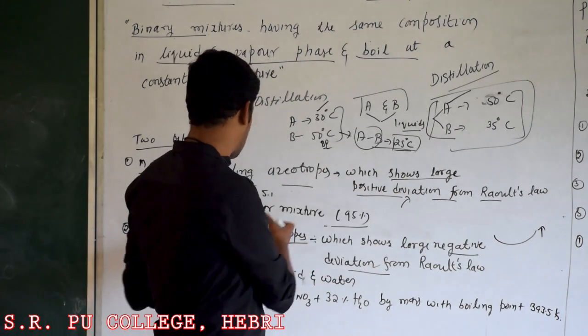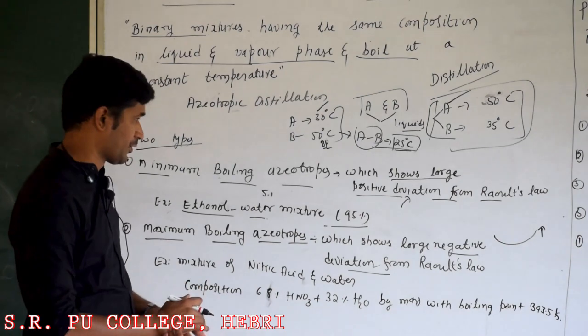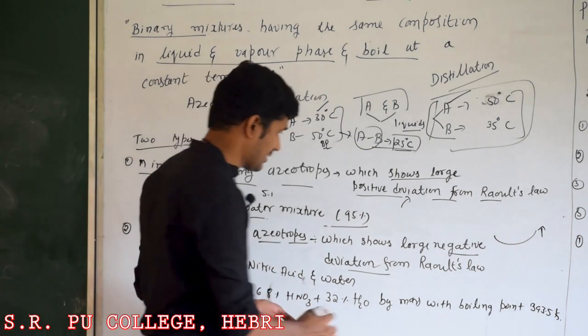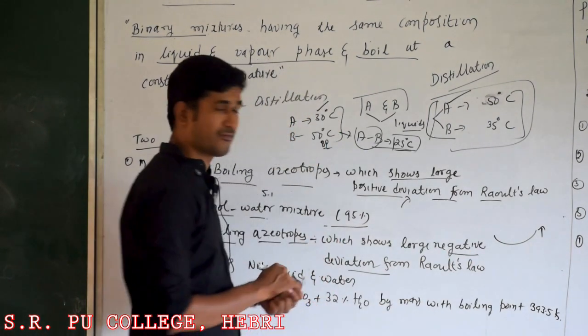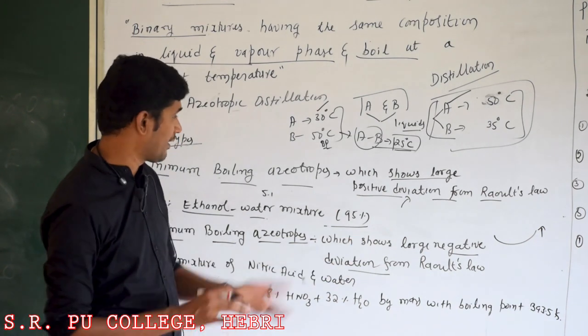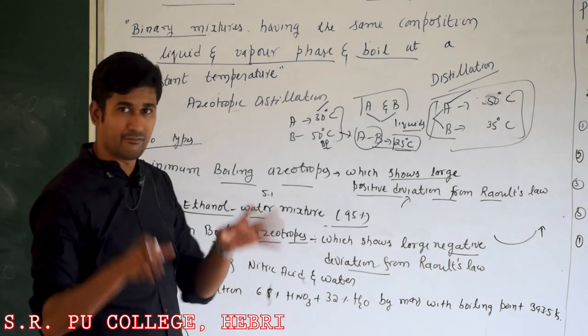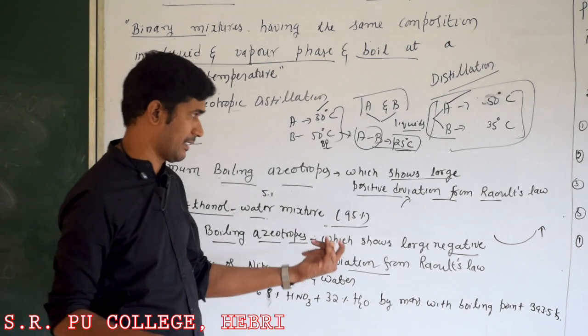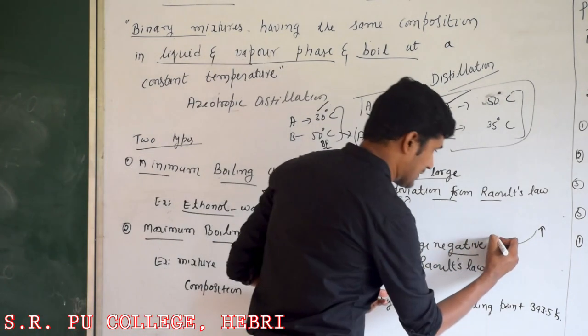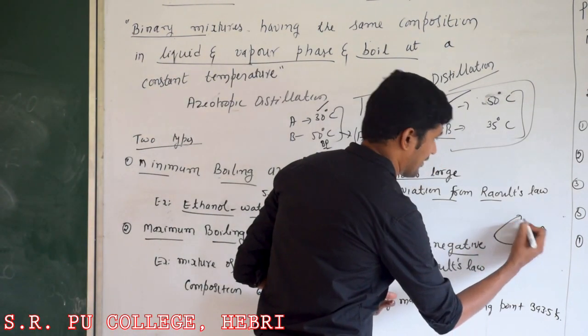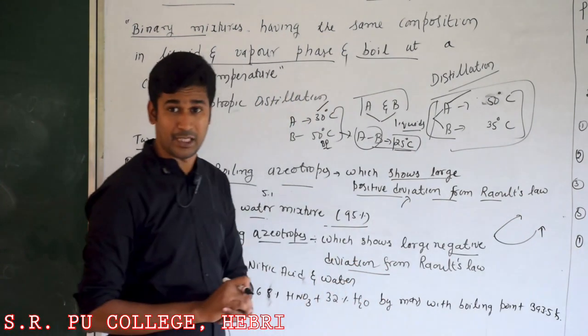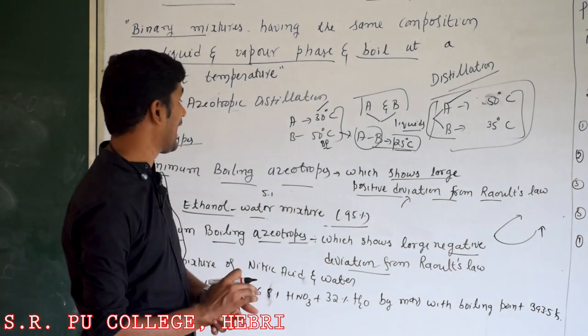Since these solutions are maximum boiling azeotropes, they show large negative deviation from Raoult's law. Large negative deviation from Raoult's law means what? Their vapor pressure decreases after mixing. So when the vapor pressure decreases, we need more energy to raise the vapor pressure to atmospheric pressure. So their boiling point increases.